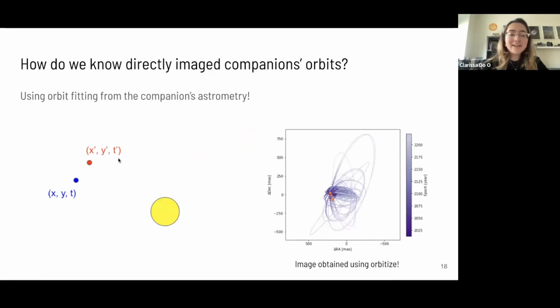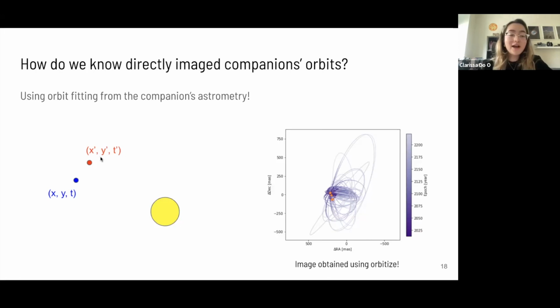And the way we actually find that out is by measuring the positions of these planets, which we call the astrometry of the companion. Essentially the way it works is you are looking at the planet, suppose at time t, and you record its position relative to the host star to be x and y. Then you come back a few years later and you measure the position of the planet again, this time at t prime. And it's now at position x prime and y prime relative to the host star. It has moved because it's orbiting around the star.